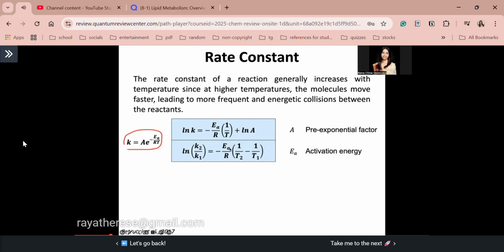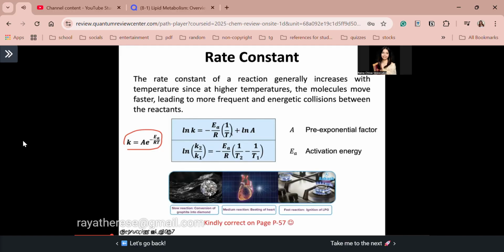Okay, so guys, kindly correct this in your manual. This is the correct equation for our Arrhenius equation based on Petrucci et al., 2017. So again, please correct it in your manual on page P57. Okay, so guys, kindly correct it. Thank you.